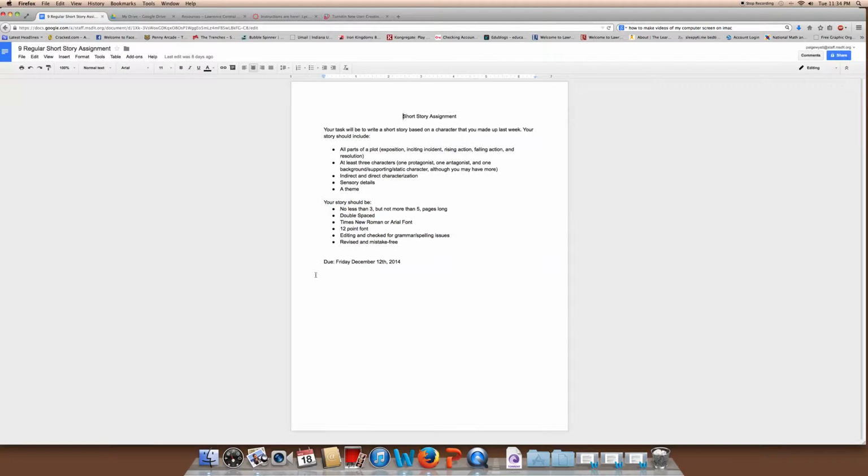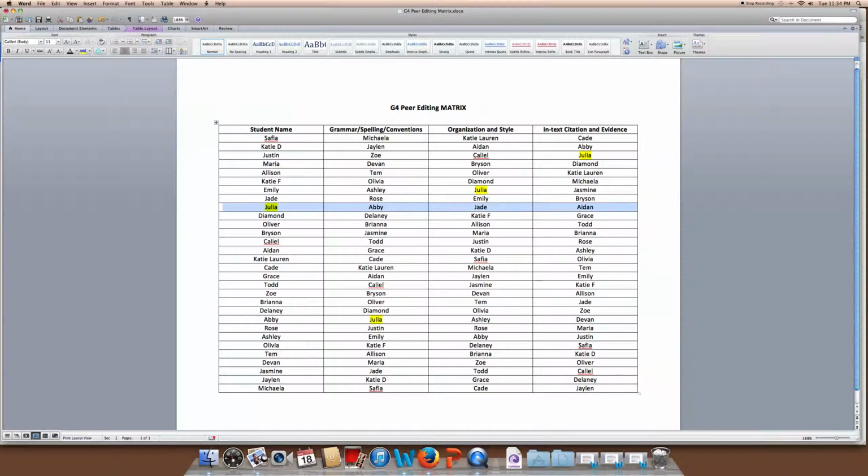So after you've done that, you go back to this lovely document, and you try to find your name in the second column. The second column is called Grammar, Spelling, and Conventions. And what that basically means is in this column, you're going to look and see who's on the left side of your name here, all the way on the left. And you're going to only grade or edit their paper for grammar, spelling, and conventions. So Julia's name appears again here. And so she's going to look at Abby's paper for grammar, spelling, and conventions.